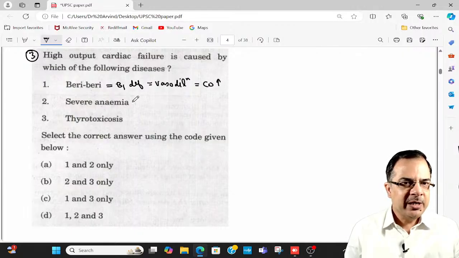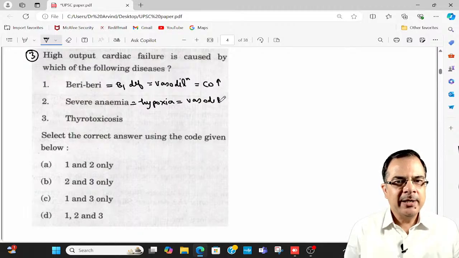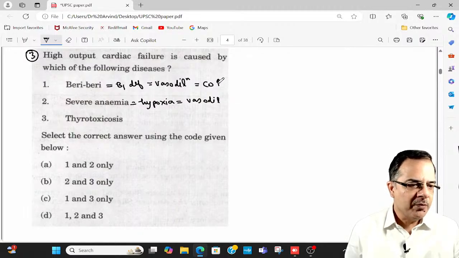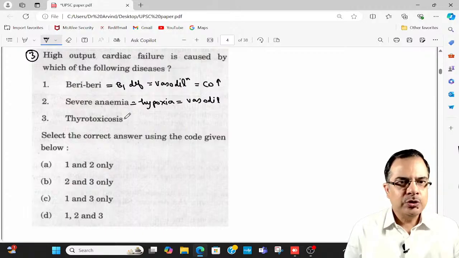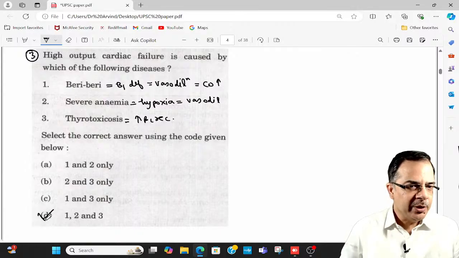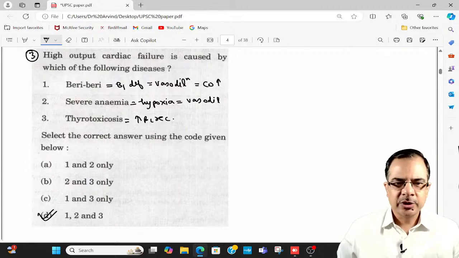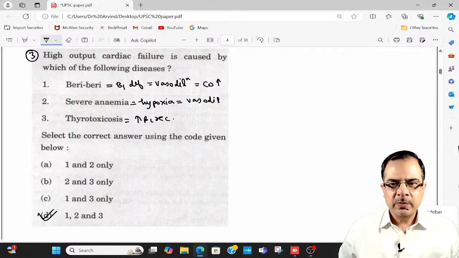Severe anemia causes hypoxia, and hypoxia is the reason for systemic vasodilatation, and whenever the vasodilatation process occurs, cardiac output will be increased. Thyrotoxicosis, because of increased beta 1 receptors, is also high cardiac output. So the answer will be D option. All three are high cardiac output conditions. Moving to question number 4.